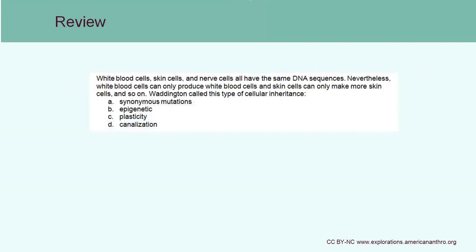Okay, next question for you. White blood cells, skin cells, and nerve cells all have the same DNA sequence. Nevertheless, white blood cells can only produce white blood cells and skin cells can only make more skin cells. Waddington called this type of cellular inheritance: A, synonymous mutations, B, epigenetic, C, plasticity, or D, canalization.